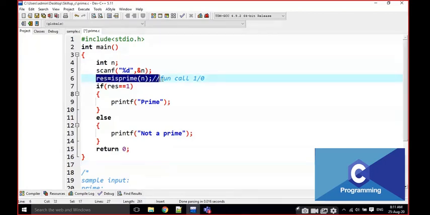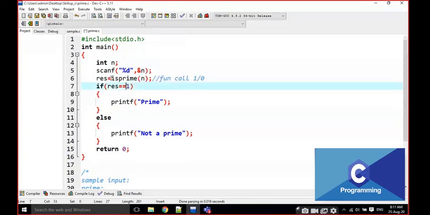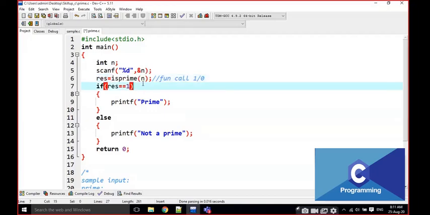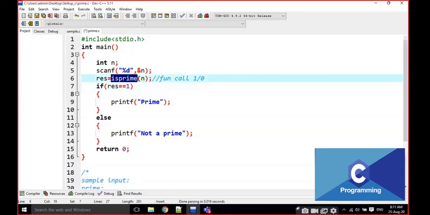We have to write the function isprime of n. We have to develop it. I have already discussed the functions concept, right? We have to observe the properties of this function. This function name is isprime. It has only one argument, an integer variable, and it has a return value, that is res.